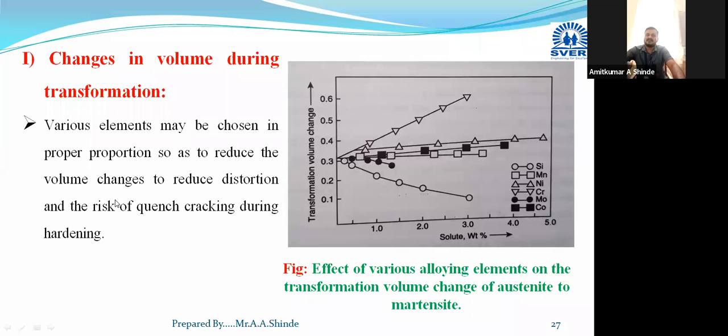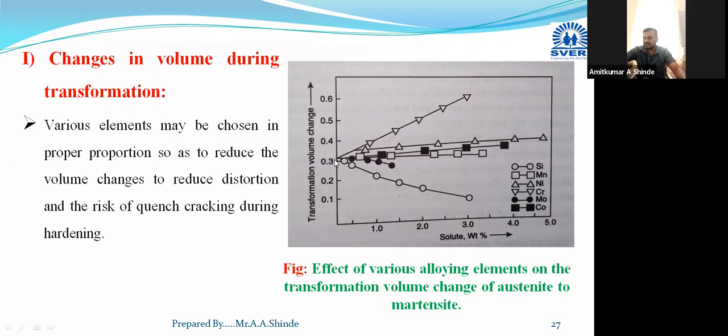Okay, then this is the effect of the alloying elements. Whenever you are adding the alloying elements, some phase changes may be there, and during these phase changes, some volume changes may be there. Now whenever you are adding the alloying elements, you have to take into consideration these volume changes occurring.